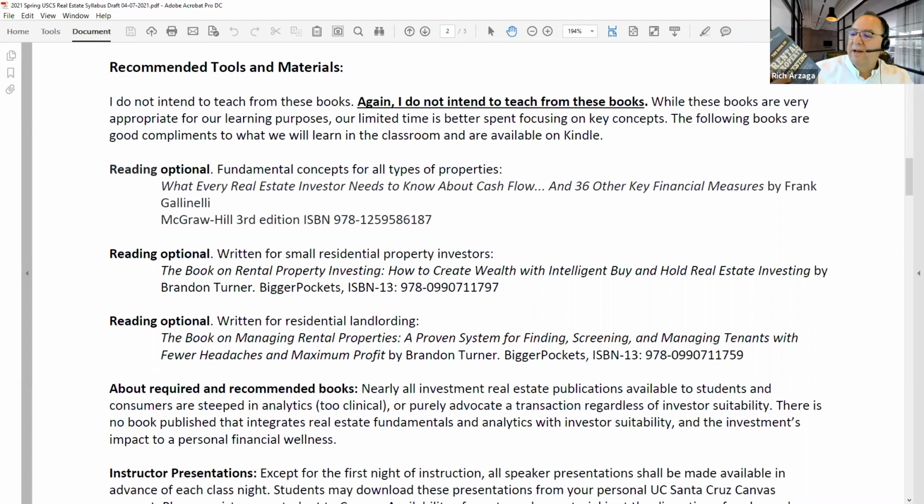The rental property investment book is pretty decent. It's okay. There are some pages I've taken out of here and use in the class. And then this one about managing property rentals is not bad either. There are some lists in here that are very useful.